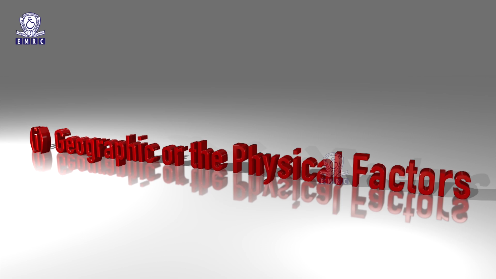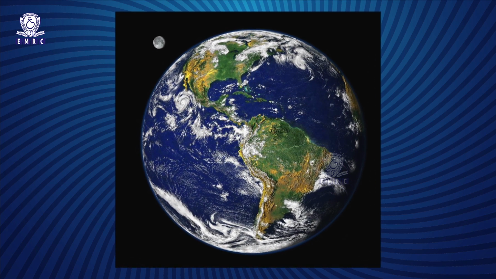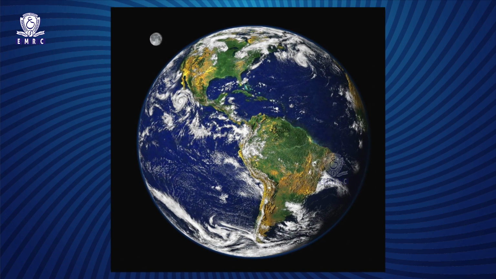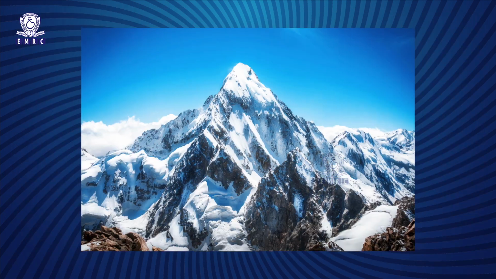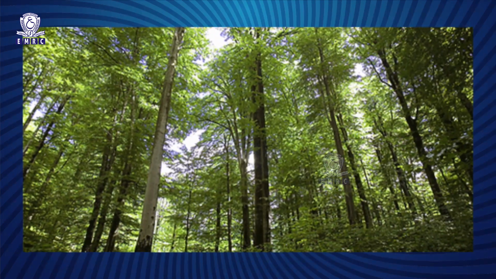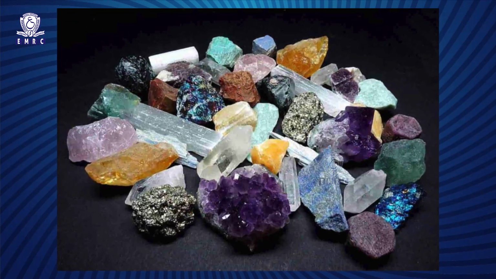Now let us discuss about the factors of social change. The first one is geographical or physical factors of social change. The physical factors consist of the surface of the earth, climate, rainfall, rivers, mountains, natural vegetation, forests, animal life, minerals, etc. They have a profound influence upon the human society.